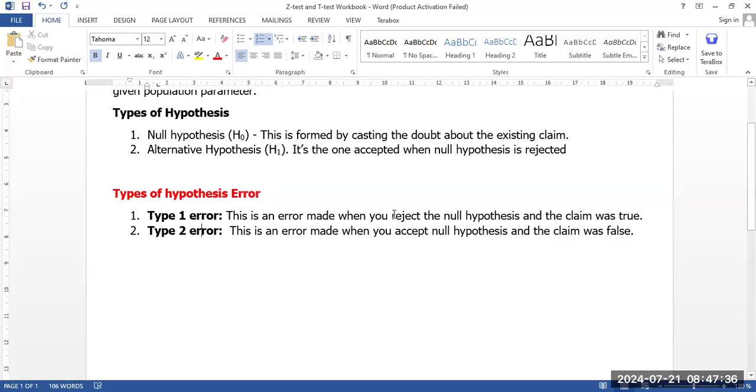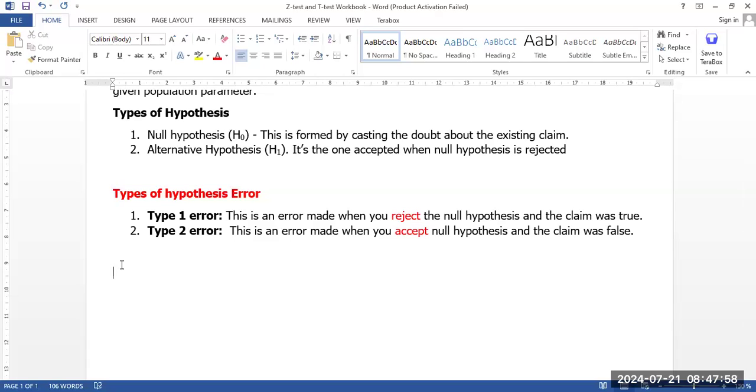So here you are rejecting the null hypothesis. Here you are accepting the null hypothesis. Rejecting it, yet it was true. Here you are accepting it, yet it was what? False. Okay? So also you should note that.